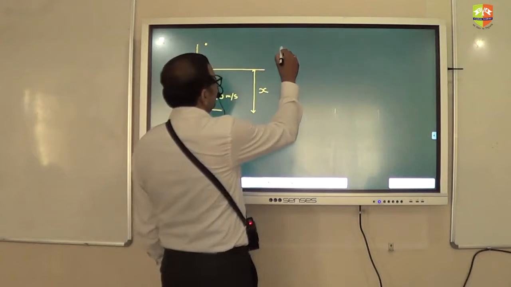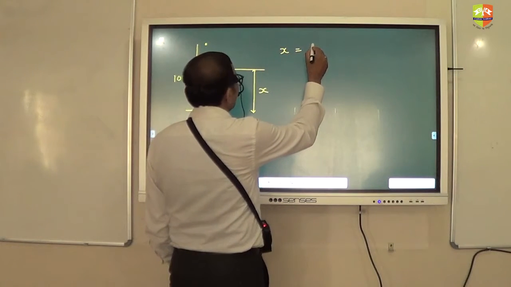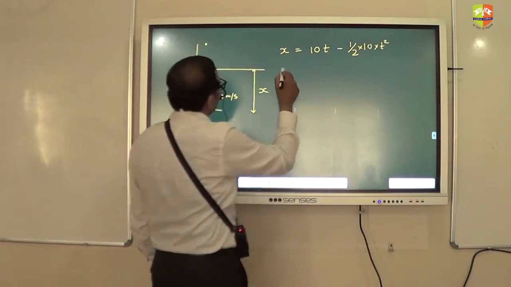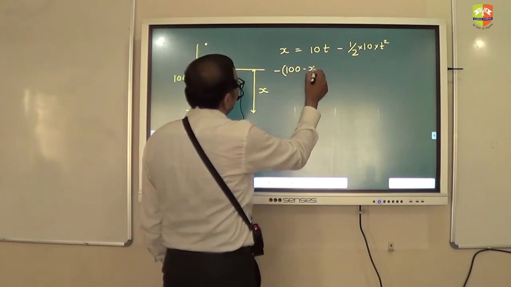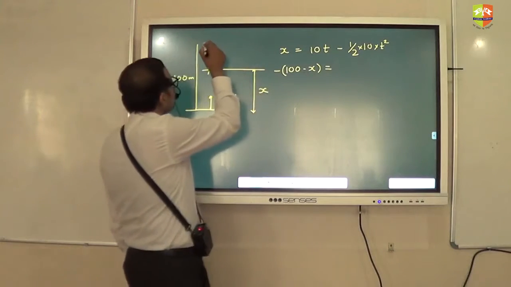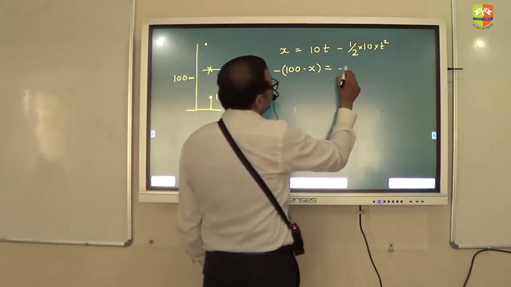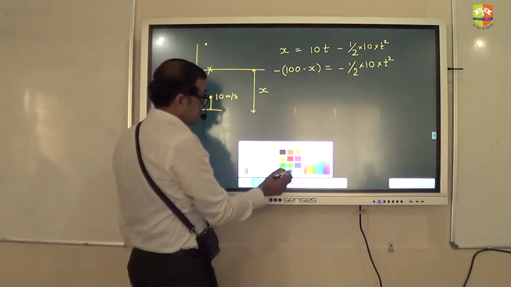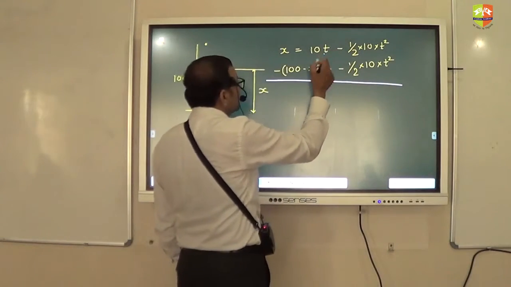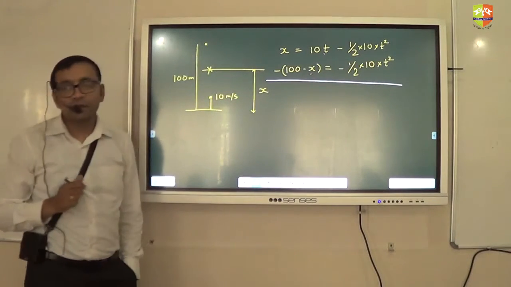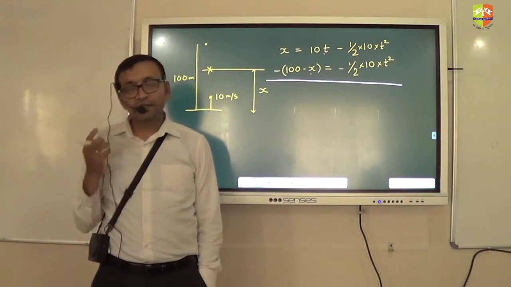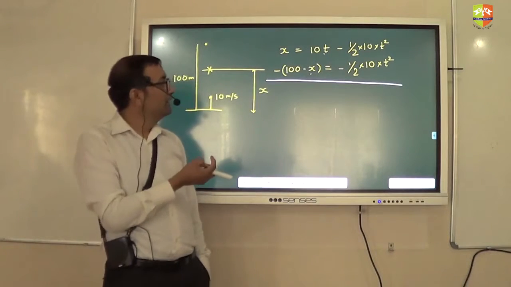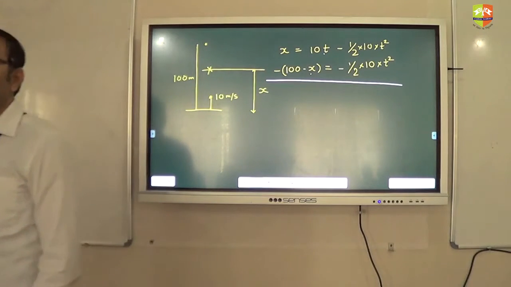Okay, let me solve it quickly. X is equal to ut. This, and then minus of 100 minus x. U is what for this object that is dropped? 0. So this will be equal to minus half into 10 into t square. So these two equations you have to solve. Substitute the value of x over here. This will be gone. So 100 will be equal to 10t, or t equal to 10 seconds. Same question you have done earlier. The earlier question was trickier than this question.